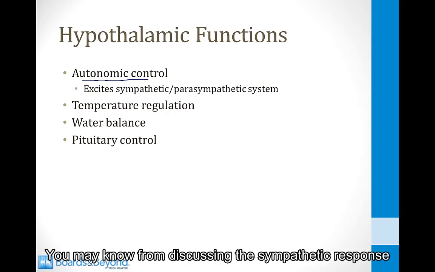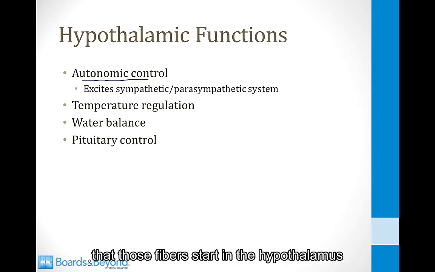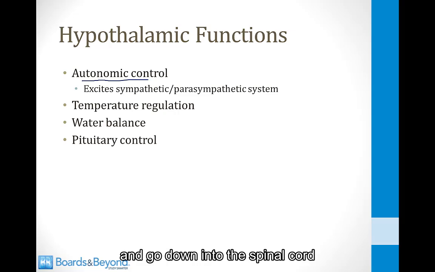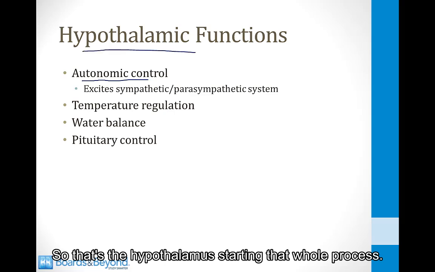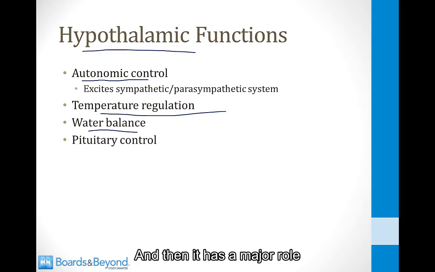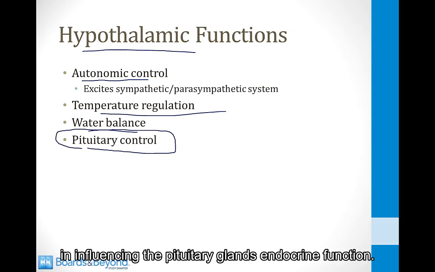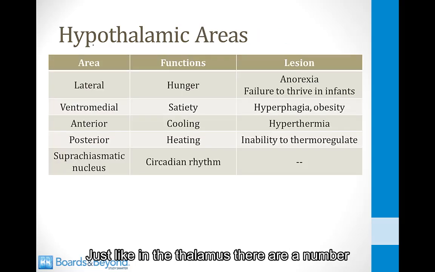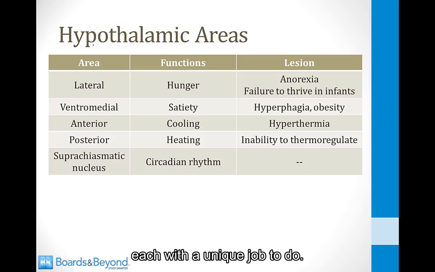You may know from discussing the sympathetic response that those fibers start in the hypothalamus and go down into the spinal cord and then exit to the sympathetic ganglia. So that's the hypothalamus starting that whole process. It's responsible for temperature regulation, also water balance, and then it has a major role in influencing the pituitary gland's endocrine function. Just like in the thalamus, there are a number of different areas of the hypothalamus, each with a unique job to do, so let's talk about that now.